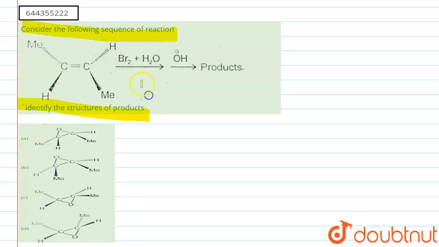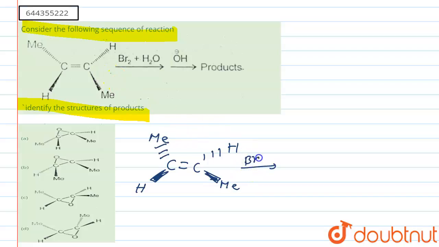Hello everyone, in this question it is given: consider the following sequence of reactions, and we have to identify the products which can be formed. Looking at our reactant here, we have C double bond C, with H down the plane and Me down the plane, and H out of the plane and Me out of the plane. It reacted with Br2 and H2O, so what product will be formed?